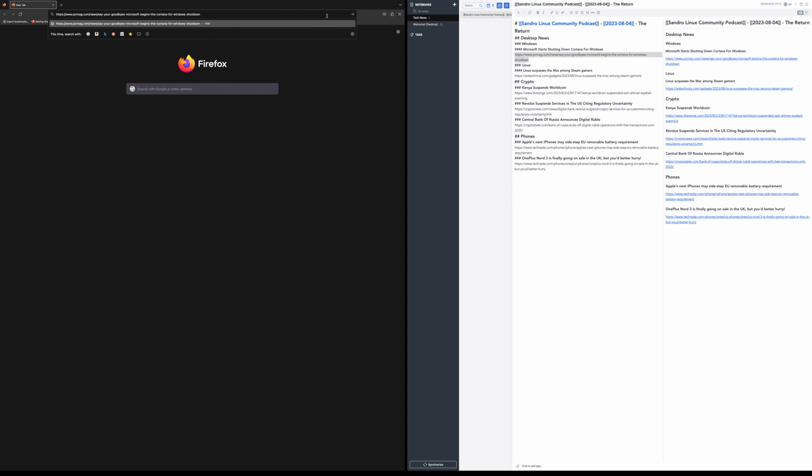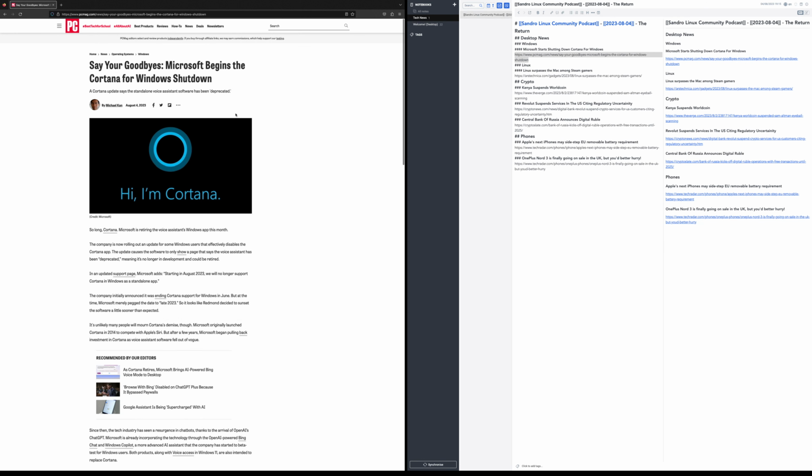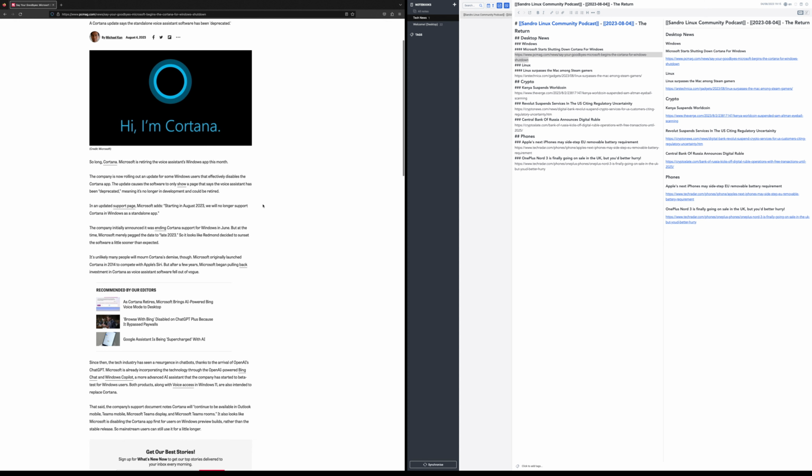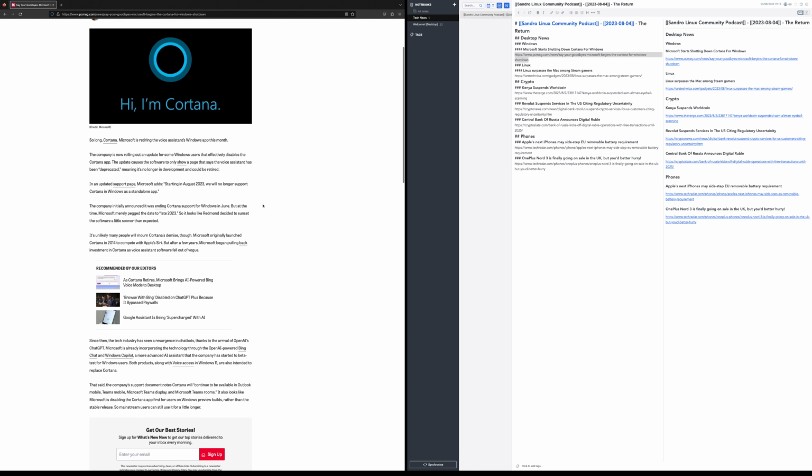So Microsoft is shutting down Cortana on Windows for good. So with the latest version of Windows 11 Insider, they've taken out Cortana, and Microsoft has actually said on a support page that starting August 2023, they will no longer support Cortana in Windows as a standalone app.